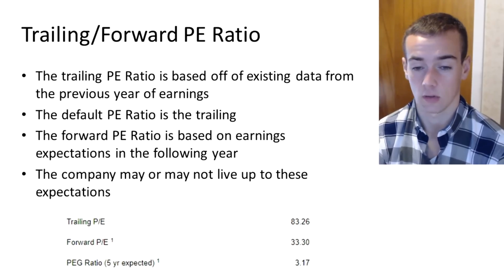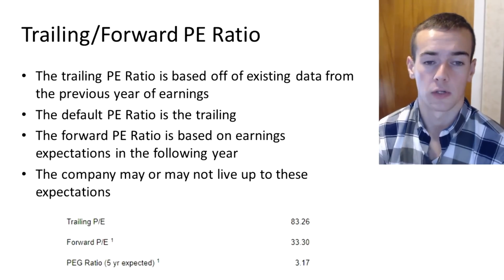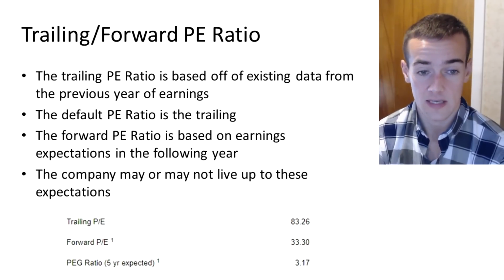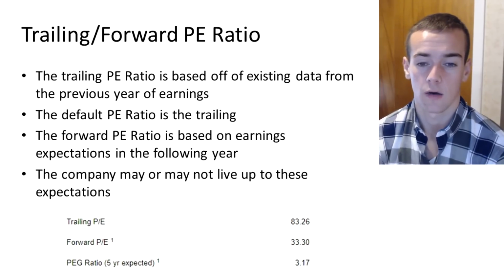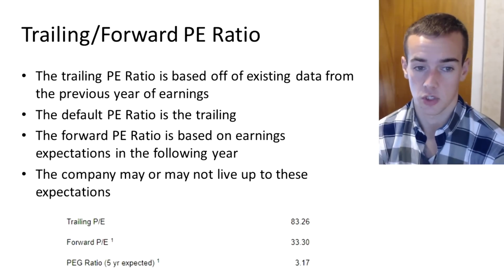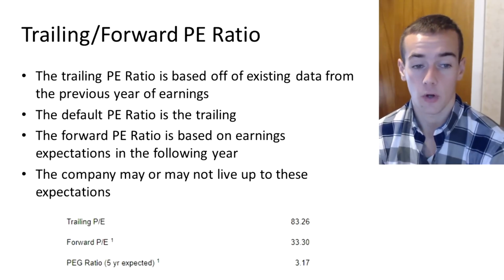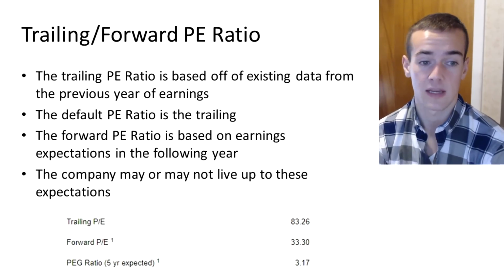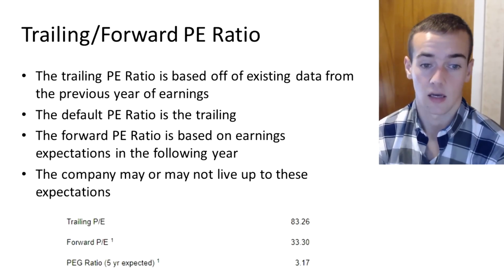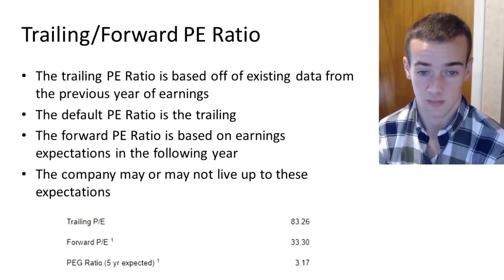I still would think that is a little higher than what I would be comfortable with, but you can see that looking at the forward PE can really give you an idea of why the current or trailing PE ratio might be so high. But I want you guys to remember that the forward PE is based on expectations, and a company may or may not live up to these expectations.